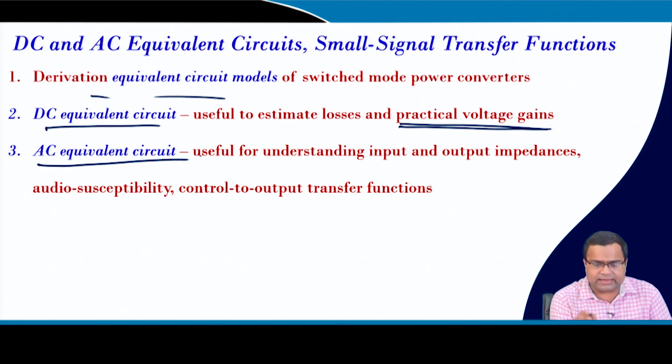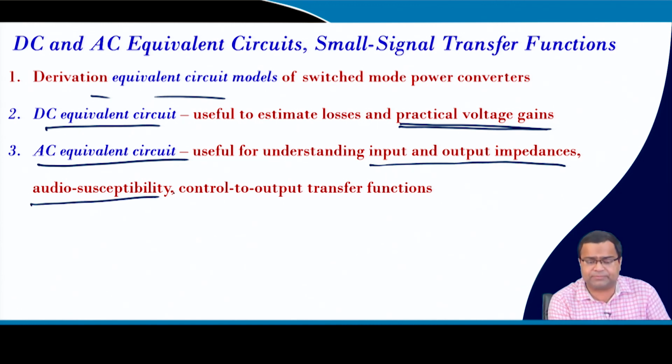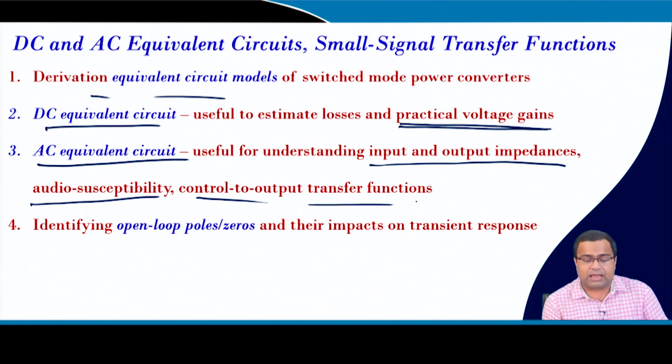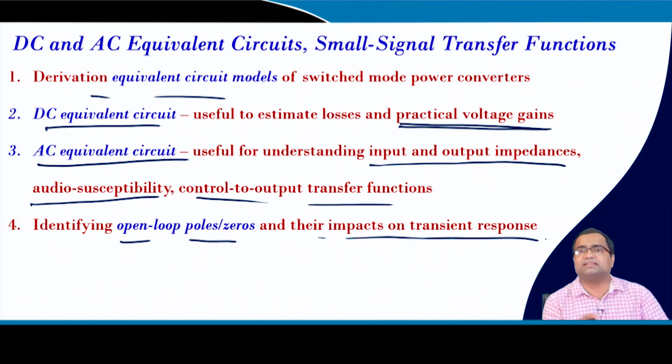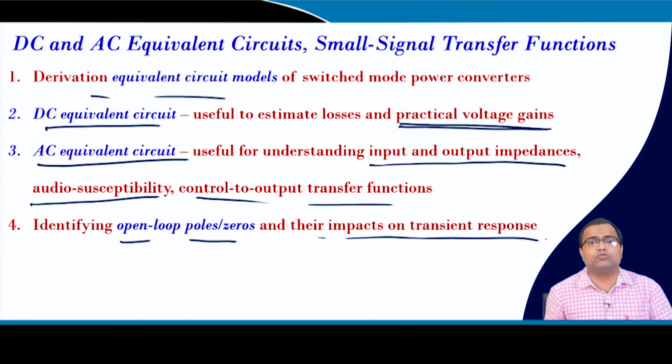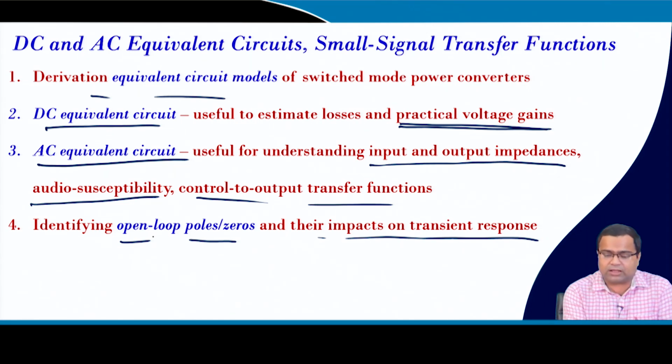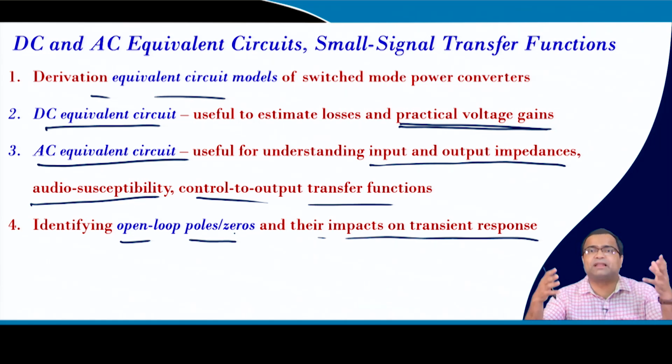Then using the AC equivalent circuit we have derived various transfer functions like input and output impedance, audio susceptibility, control to output transfer function, and there we identified the open loop poles and zeros and their impact on transient response. We saw that if the poles are complex conjugate, then that may lead to more oscillatory behavior, and if you can separate the two poles, then the response becomes overdamped, but we need to place them properly so that you do not lose performance. And we also saw the effect of zeros: a zero can speed up the response, but at the same time it can result in higher overshoot.